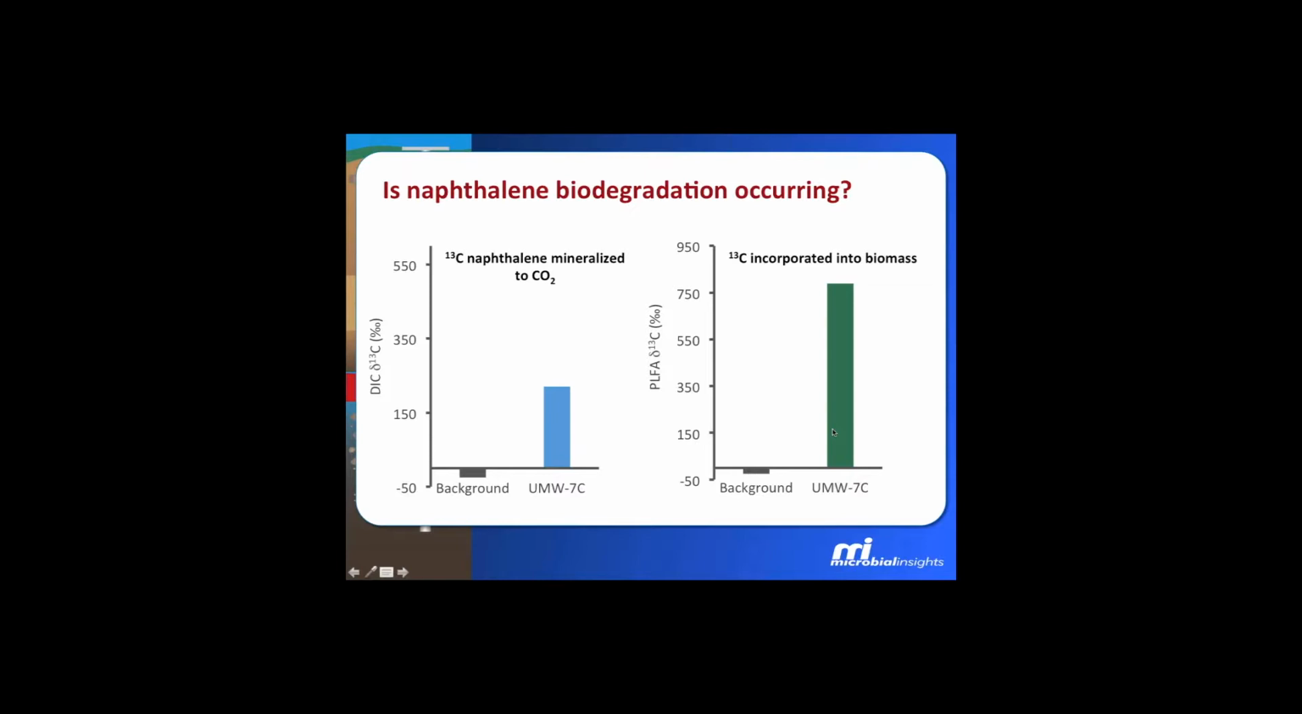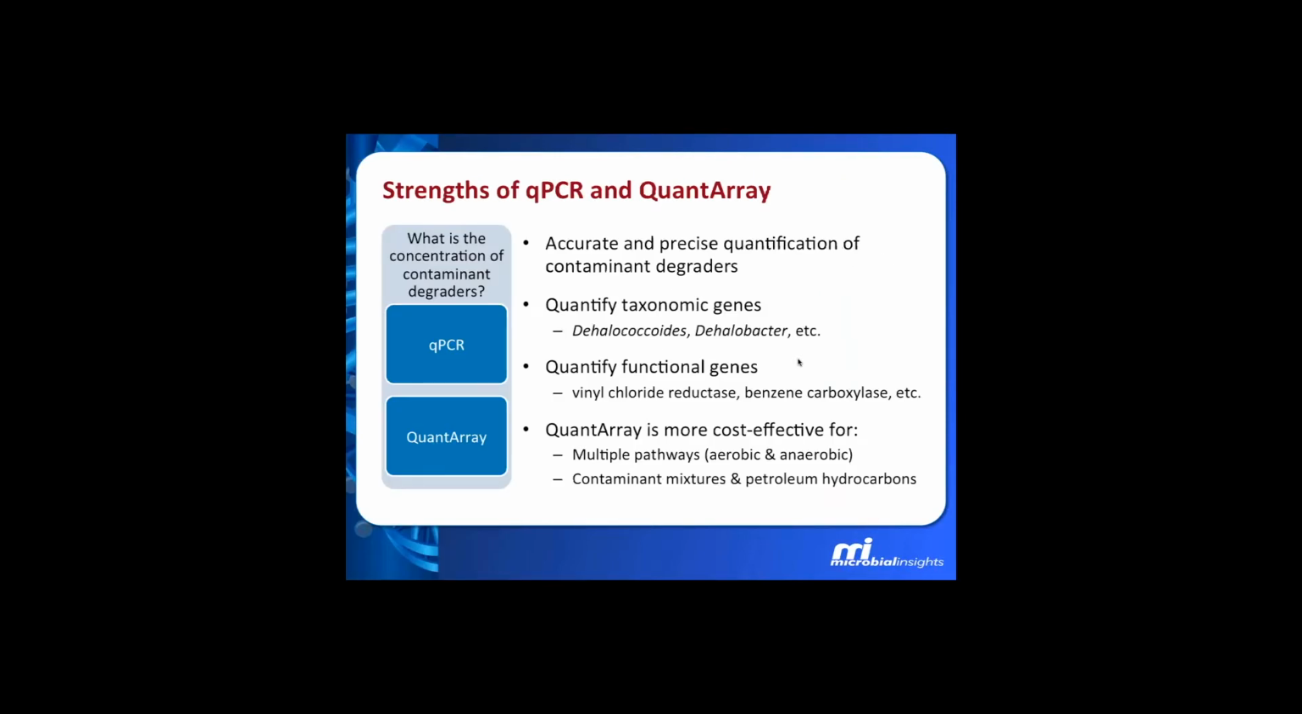The same thing with our biomass. As I said, they'll build new cellular structures, and if we see positive incorporation delta values of this magnitude, it's indicative that the organism utilized that carbon from their naphthalene to make new biomass. So it's a way we can prove positively that the compound is biodegrading.